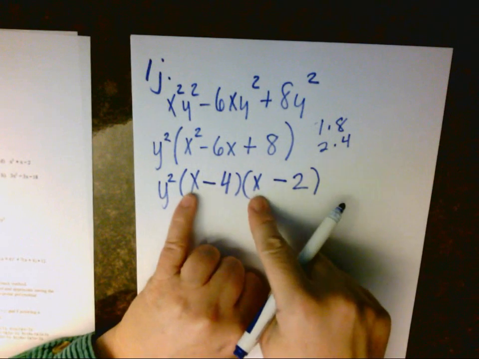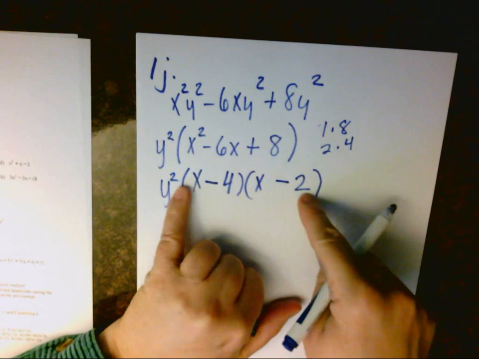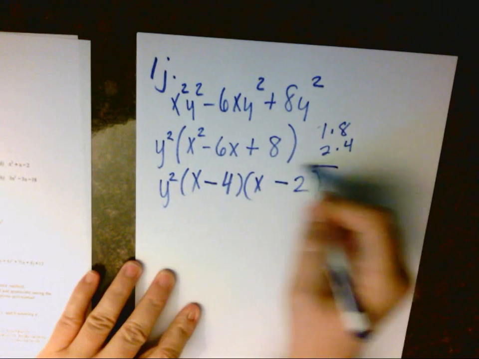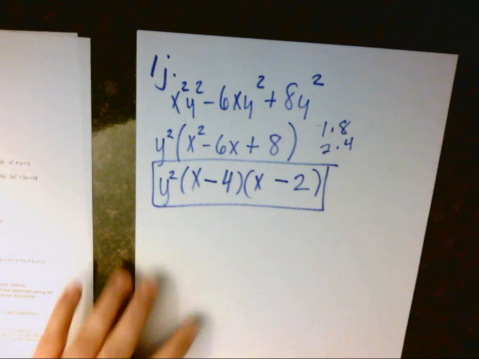So let's check this. X squared, positive 8 at the end, negative 2x and negative 4x makes a negative 6x in the middle. We've got it. Okay.